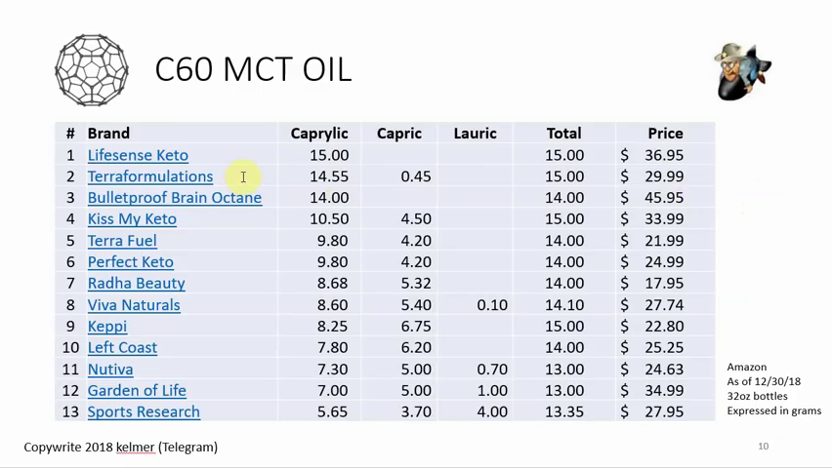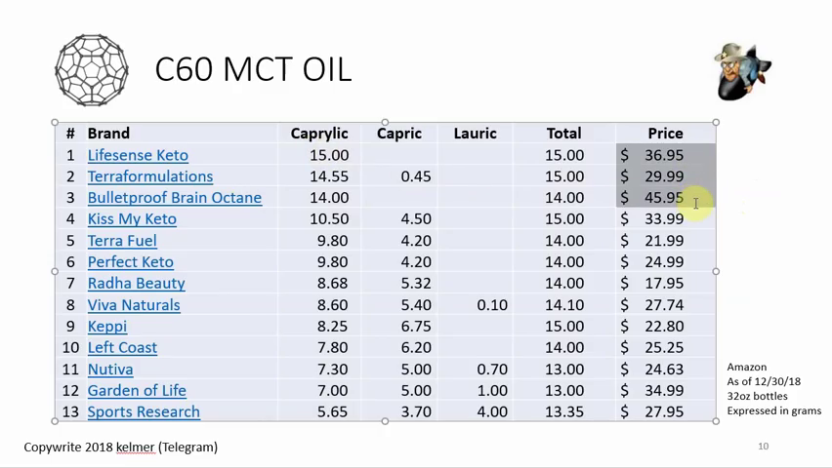So I switched to this one for my cost savings because it's way cheaper to buy this brand than it is to buy Bulletproof. Of course, if you want to get the most caprylic acid, it's $36.95. So these three right here are the ones to go with if you just want the quote-unquote Brain Octane level, 100% caprylic acid, and the rest are just different blends of the different acids as stated. So that's an interesting little data point that I had.